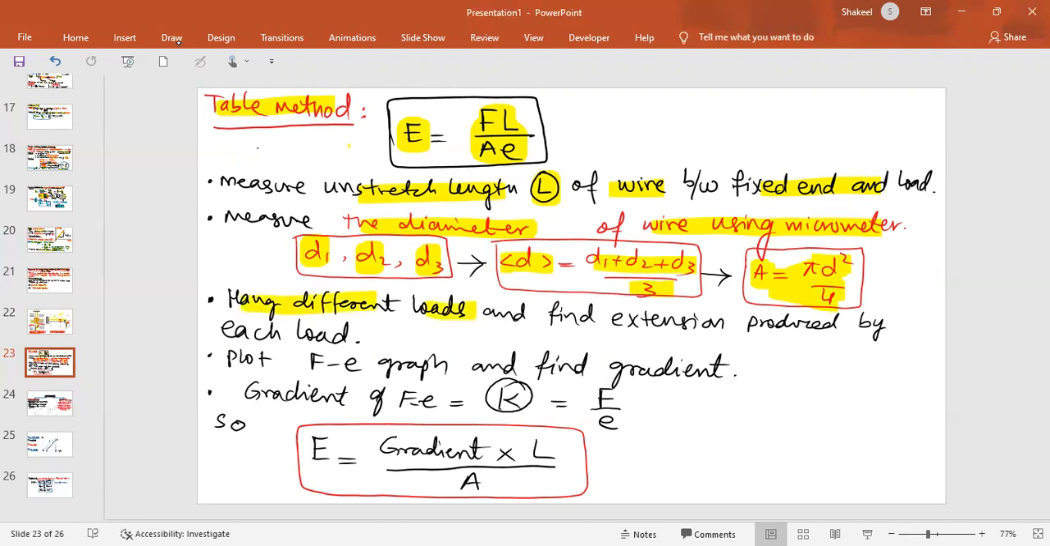Okay, then we will hang the different loads and find the extension produced by each load. When we have some 5 or 6 sets of readings, we'll plot a force-extension graph to find the gradient. And you know that the gradient of the FE graph is actually K. So from this expression, we can say that force over e is equal to K, which is the gradient of the FE graph. So we finally say that the Young modulus is equal to the gradient of the FE graph times the original length over cross-sectional area. So that's how you can measure the value of the Young modulus accurately.